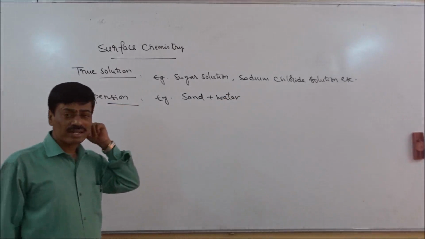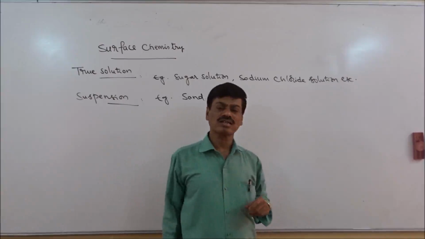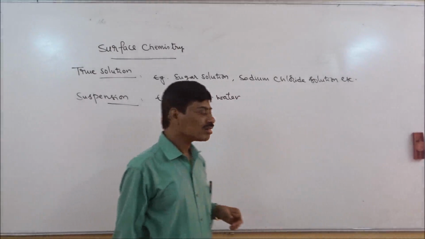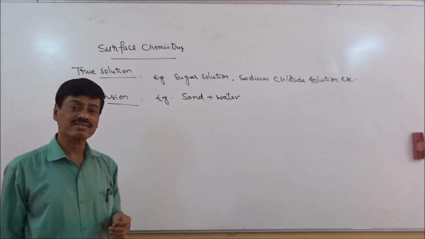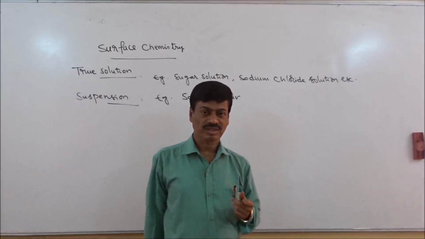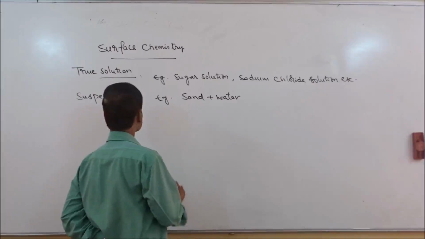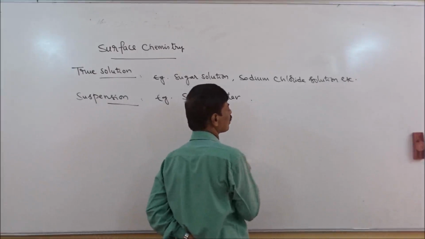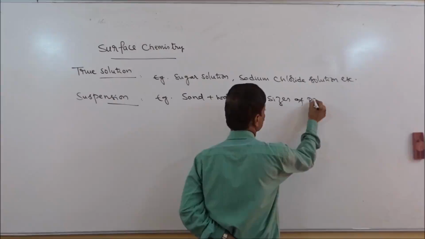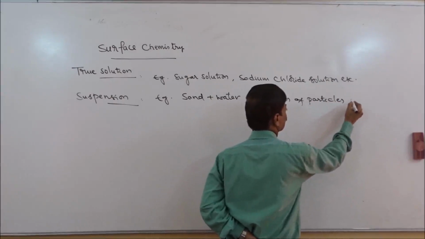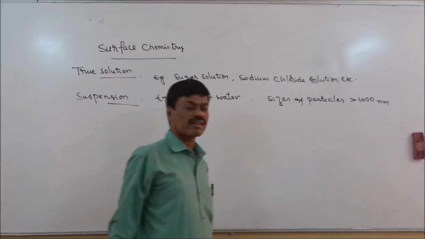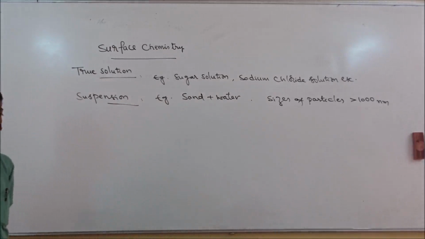And all the sand particles, once we add to water and stir that mixture, after a while, all the particles of suspension get settled to the bottom part of the container. And sizes of particles of suspension is greater than 1000 nanometers. In the case of true solution, it is less than 1 nanometer.